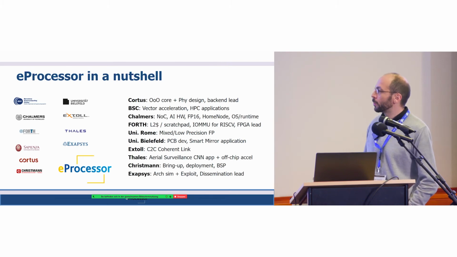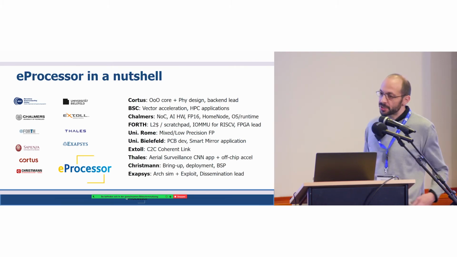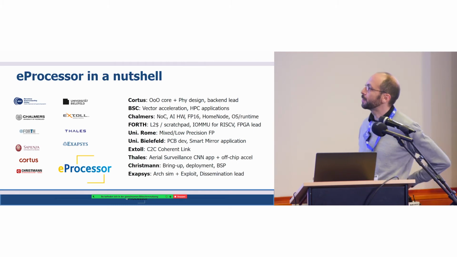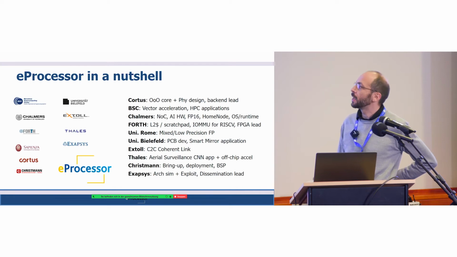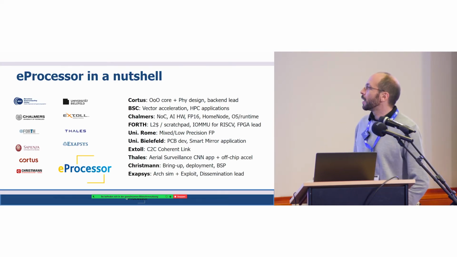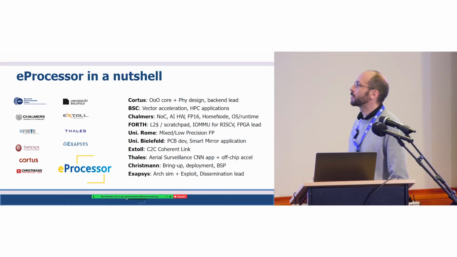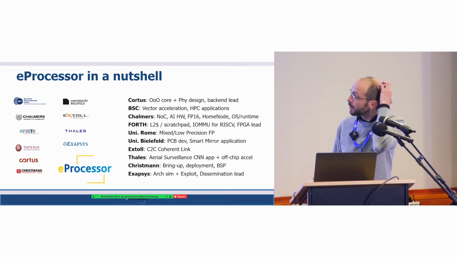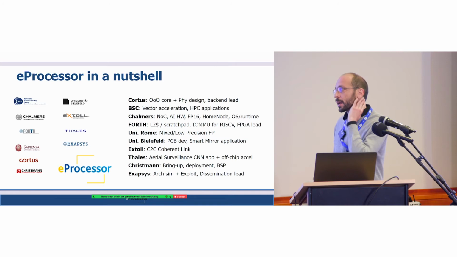Quickly going through what each partner is doing. Cortus is providing the out-of-order core. They're also leading the physical design. BSC is doing the vector accelerator and HPC applications. This is not a complete list, but just to have an idea. Chalmers is doing the NOC. They're doing the AI hardware, FP16, 16-bit floating point, and the home node. They're also leading the OS and runtime work package.